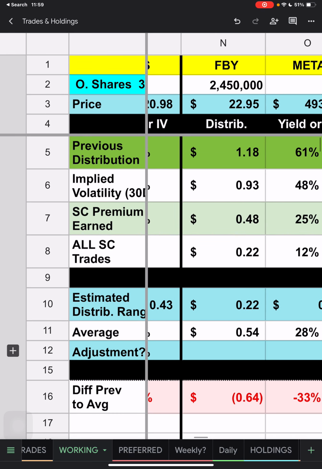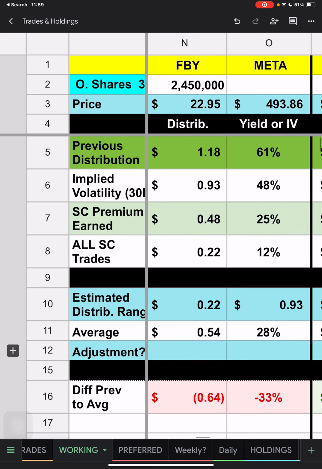All right, so we went through Dizzo. So then we have Phoebe. Last time it paid $1.18, and that was a 61% yield. If we go based off of the 48% IV right now, that would be a 93-cent payout. If we look at the premium earned, it's only 48 cents.